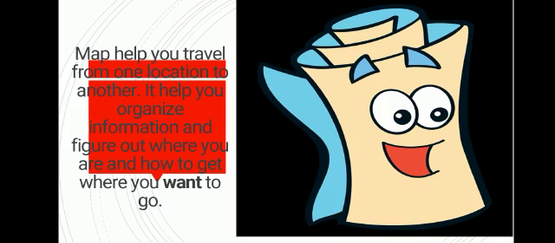So what is a map first? A map helps you travel from one location to another location. It helps you organize information and figure out where you are and how to get where you want to go. So these are the usage of a map.